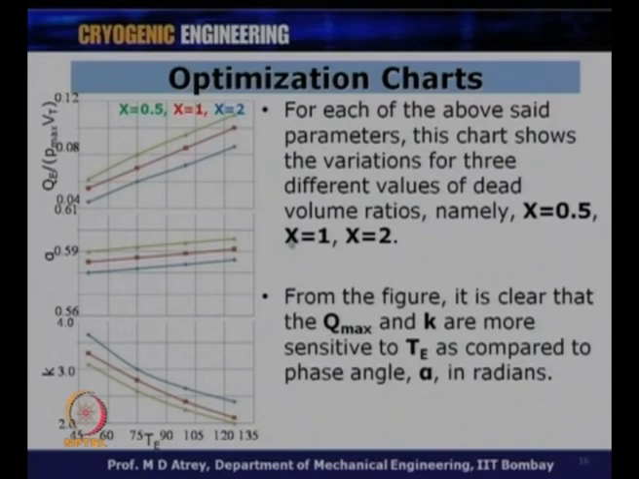From this figure, what you see is that Q max and K are more sensitive to TE as compared to phase angle alpha. It is clear that the alpha variations, these curves, are quite flattened. So, whatever the variation in TE, there is not a drastic change in the value of alpha, isn't it? While Q max changes drastically, as well as the K value, and that is what one can see from this figure: alpha variation, which is given in radians, is not very sensitive to TE, while Q max and K are quite sensitive.